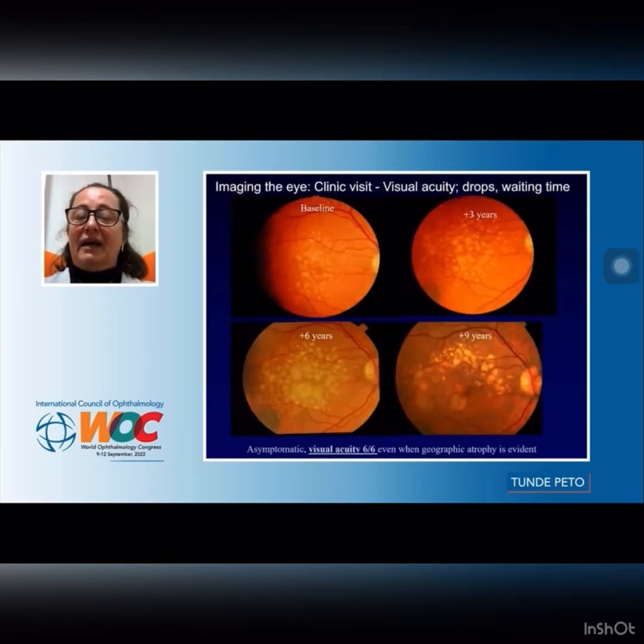When we were imaging the eye, we needed to image the patient regularly. And this patient developed geographic atrophy, as you can see on the bottom right image. And this was after 9 years. This patient visited the clinic, had visual acuity tests, lots of waiting time over the years. And the visual acuity, as we measured it in the clinic, hasn't changed, was perfect, 6/6 or 20/20 or 1, over the whole period of the 9 years. So we need to have better ways of monitoring these patients and make sure that we understand the visual acuity and the visual problems that they have.